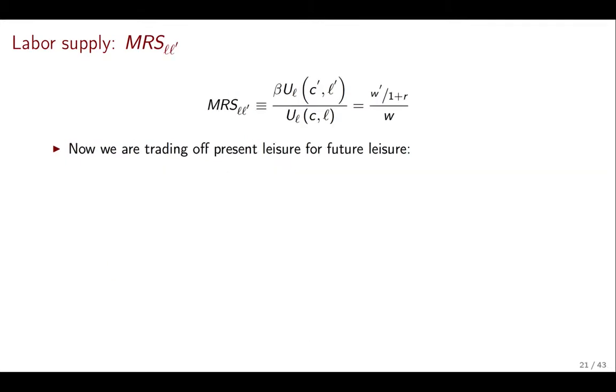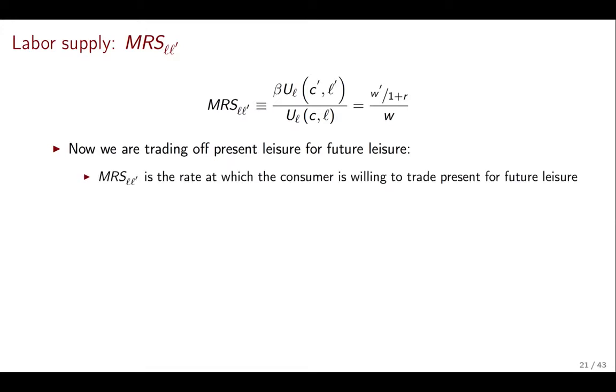The second margin we're going to focus on is the intertemporal margin. Now we're trading off present leisure against future leisure. That's going to complicate things just a bit because the condition looks a bit more involved. There are more terms. Now the first term is going to be the left-hand side.